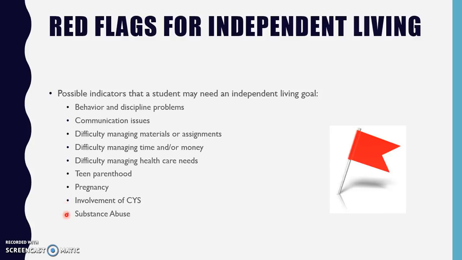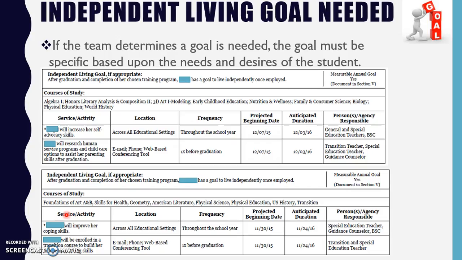And does the student have substance abuse issues? Okay, these are the red flags to keep in mind. These things may mean that the student might need a goal. If the team determines that a goal is needed, here's some examples for you to use. These are right out of the cheat sheet. Make sure you're using that cheat sheet if you need some help with wording.